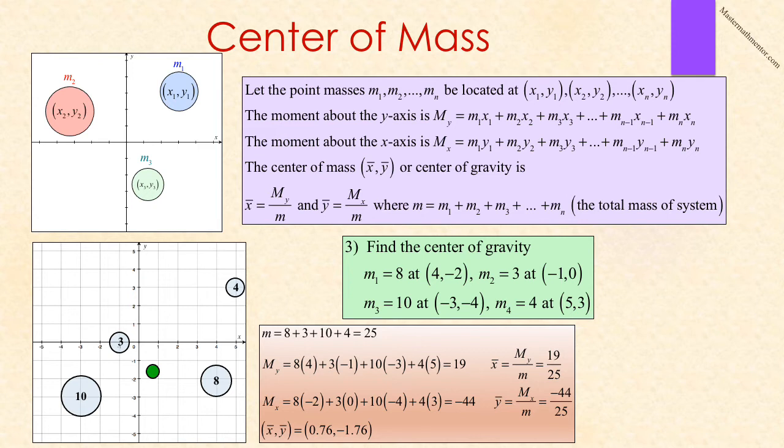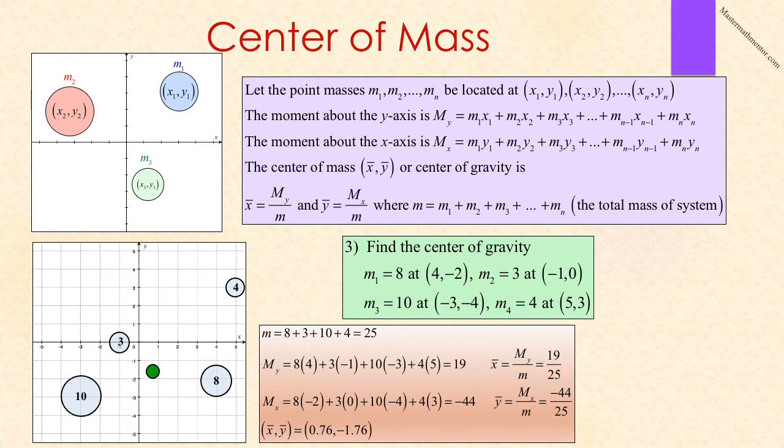is 19. And m sub x is equal to our masses times our y variables. So that is 8 times negative 2 plus 3 times 0 plus 10 times negative 4 plus 4 times 3, which is negative 44. X bar is equal to m y over m, which is 19 over 25, and y bar is equal to m x over m, which is negative 44 over 25. So x bar, y bar is the point 0.76, negative 1.76.